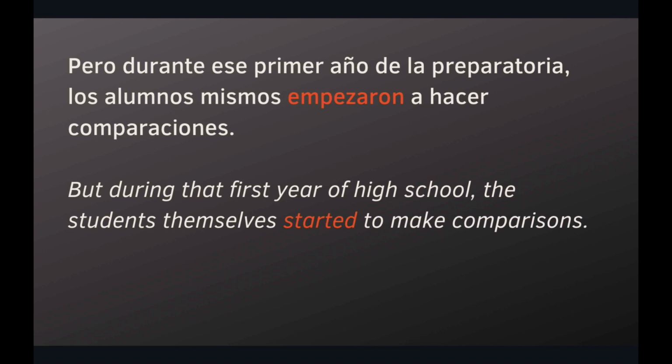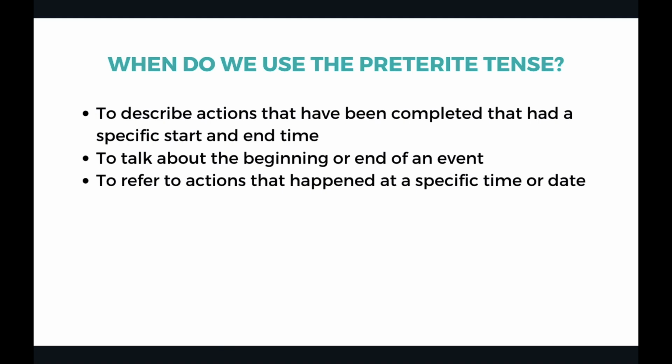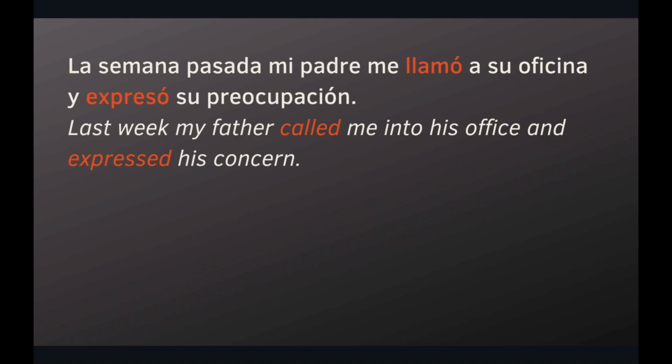Now again, don't worry right now about how to form it or anything like that. Just get a feel for when we use this type of past tense. We also use the preterite to refer to actions that happened at a specific time or date. So here are some examples. This is not actually something that we have in the story, but this is an example to give you an idea. La semana pasada, mi padre me llamó a su oficina y expresó su preocupación. So last week, my father called me in to his office and expressed his concern.